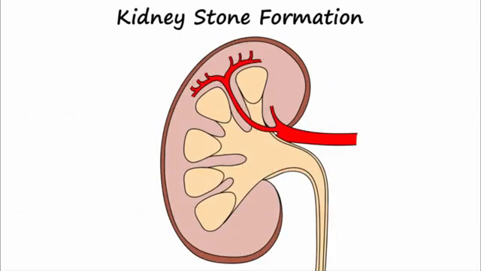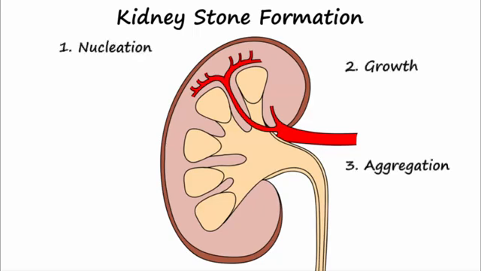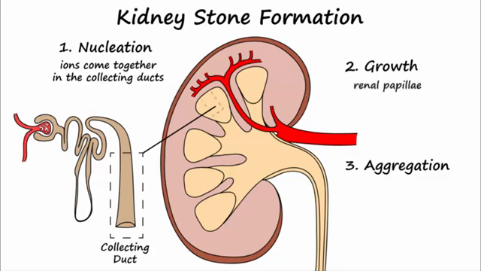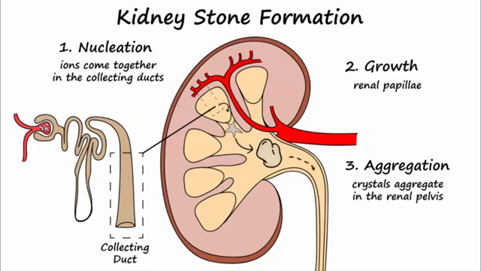Three major steps in the formation of kidney stones include nucleation, growth, and aggregation. Nucleation refers to ions such as calcium and oxalate coming together to form a solid crystal nidus, and this most often occurs in the collecting ducts. These crystals are dumped into the renal papillae, where they grow in size. In the renal pelvis, the crystals will aggregate with one another to form larger crystals and stones. At this point, they may leave the renal pelvis and travel into the ureter.